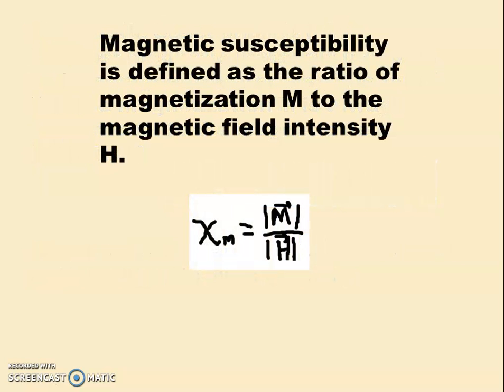Magnetic susceptibility is defined as the ratio of magnetization M to the magnetic field intensity H, and mathematically it is given by chi M is equal to the magnitude of vector M divided by the magnitude of vector H.